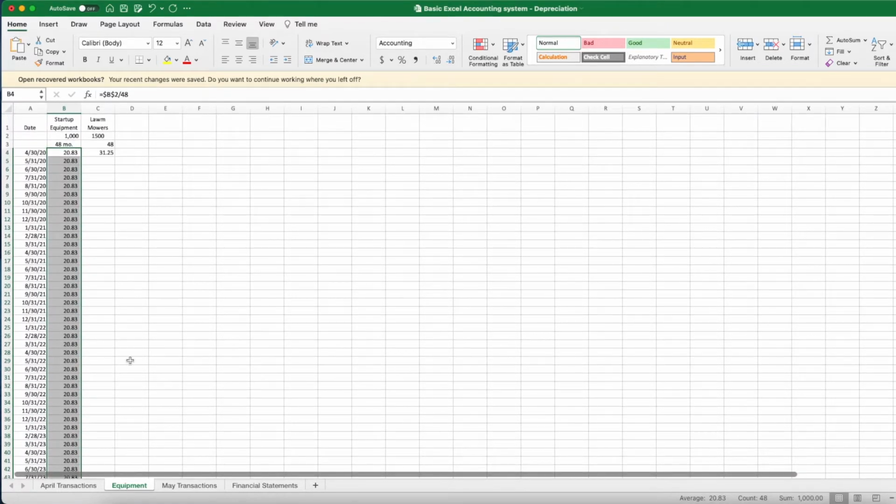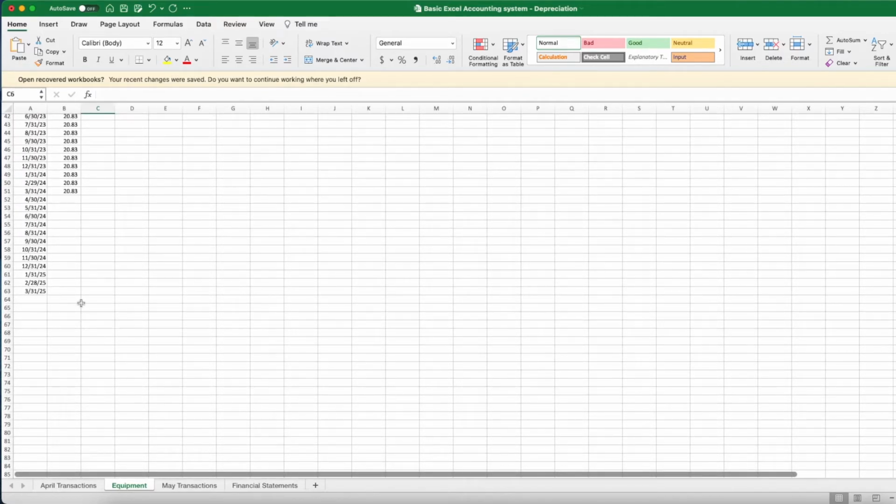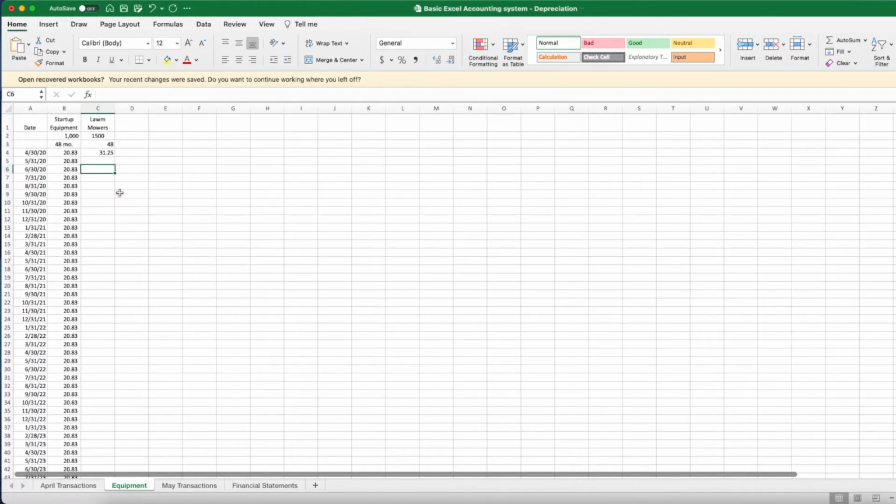I can also put sums at the bottom, but I'm not going to do that because that gets a little bit confusing. As I add additional years, I have to drag my sums down. But if you prefer to do it that way, you can. Now, the startup equipment, I am all set. That's why I'm depreciating it out.